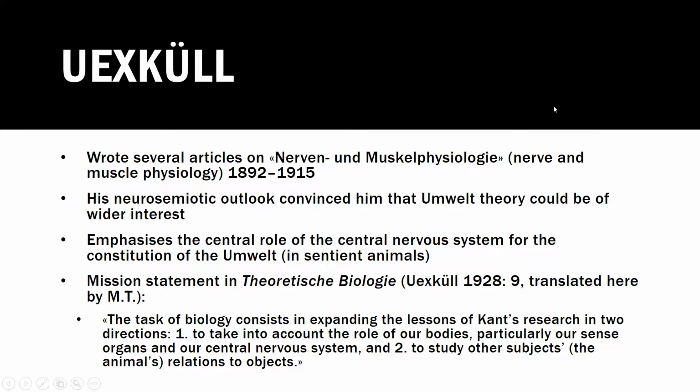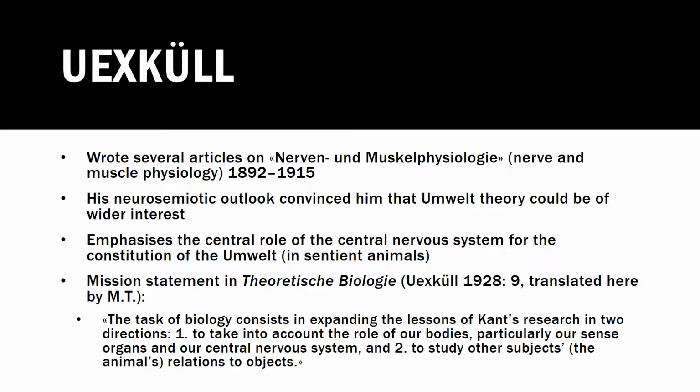So especially in the period 1892 to 1915, Uexküll wrote a number of articles on topics related to what we now can call neurosemiotics. And it's an important biographical fact that what we can call his neurosemiotic outlook, or these kind of topics, is what convinced him that Umwelt theory could be of wider interest and that he could have something to say about biology more generally and not just about specific species that he had studied.